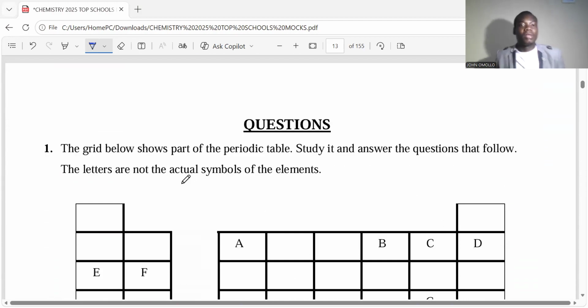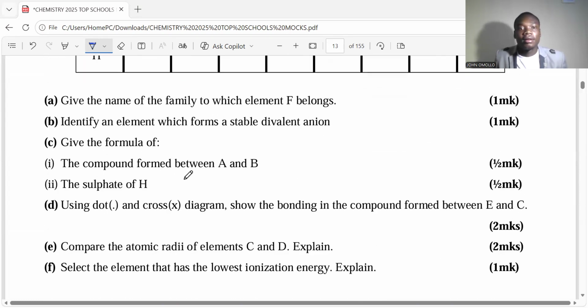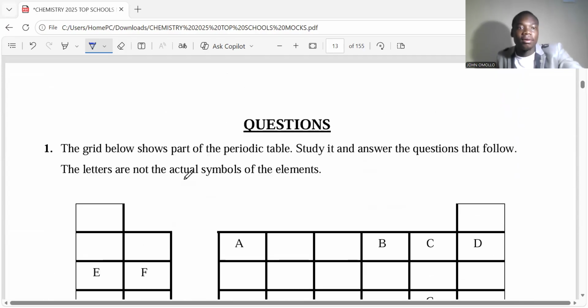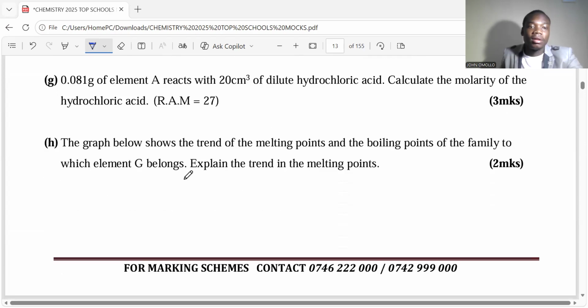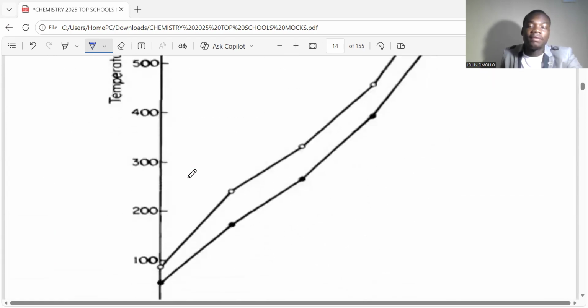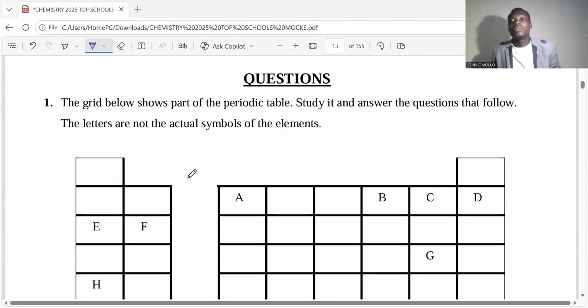Questions? So this is a theory paper. As you always know, we have paper 1, paper 2, and practical. So this is a theory paper, paper 2. In paper 2, the questions are continuous. You can see from number 1 the questions continue up to H, and then we'll dive to the next question. They are structured in that manner. So let's dive to this paper.